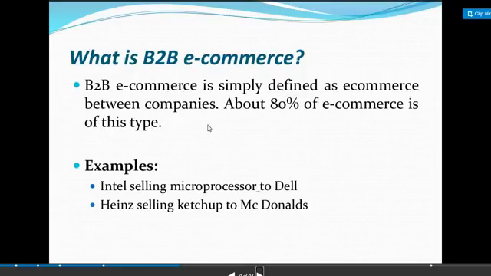I will explain EDI. They use EDI, the electronic data interchange system. Here an example is given: Intel selling microprocessors to Dell. Both are companies, Intel is a company and Dell is also a company. Then Heinz selling ketchup to McDonald's. These are also both companies, not individual consumers.